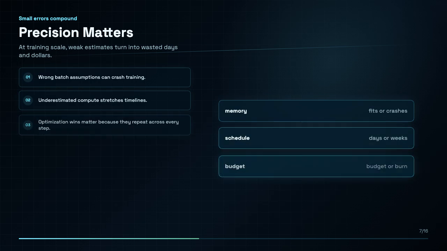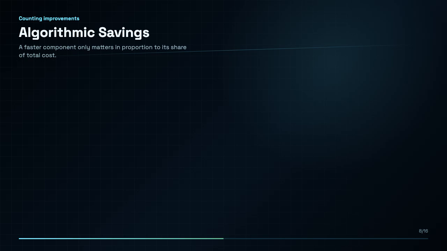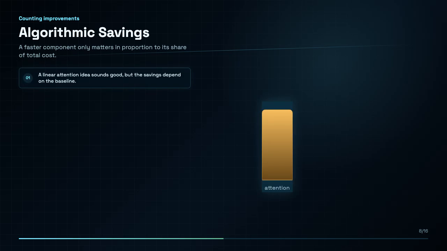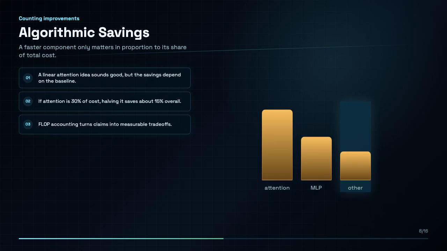Another reason to count compute is to understand algorithmic improvements. Suppose someone proposes a new attention mechanism that reduces the cost of self-attention from quadratic to linear in sequence length. How much does that save? It depends on the sequence length and the relative cost of attention versus other operations. By counting flops, we can quantify the benefit. If attention currently consumes 30% of total compute, and the new mechanism cuts that in half, we save 15% overall. That might be worth the implementation complexity, or it might not. Without counting, we're guessing.